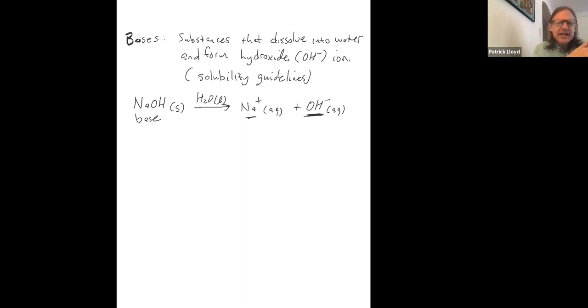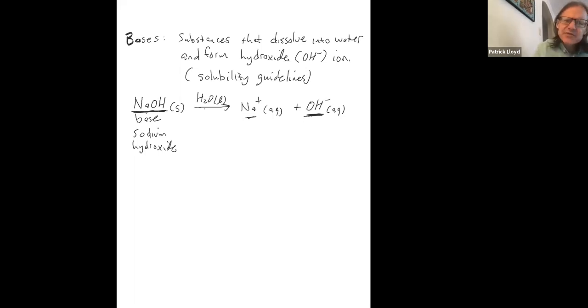The naming of bases is different than acids. We don't really have a naming system for them. We just call them by their ionic compound names. You name the metal, sodium, and then the non-metal, hydroxide. It's not called sodium hydroxide base, it's just called sodium hydroxide, because that's the ionic compound's name. So bases are essentially compounds that have a metal and a hydroxide, and those two will break apart in water to form, in this case, sodium and hydroxide.